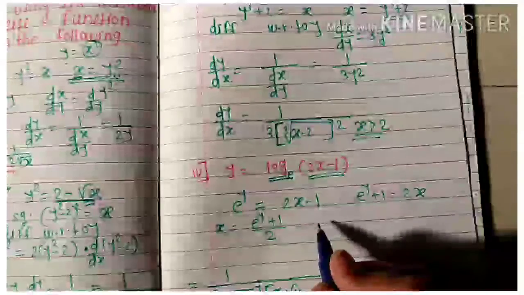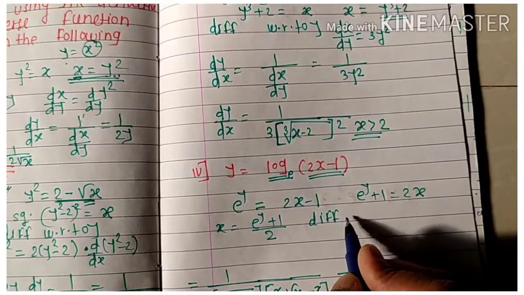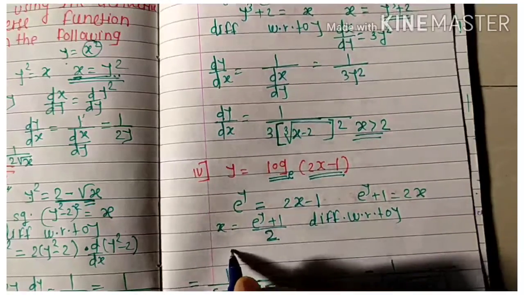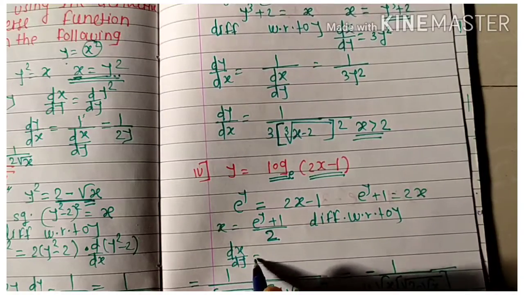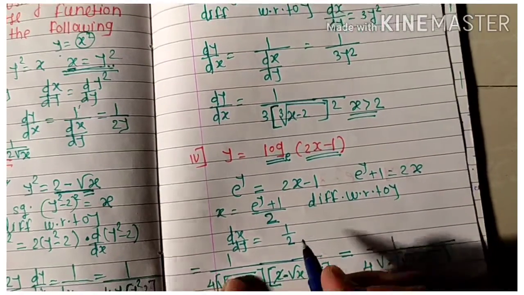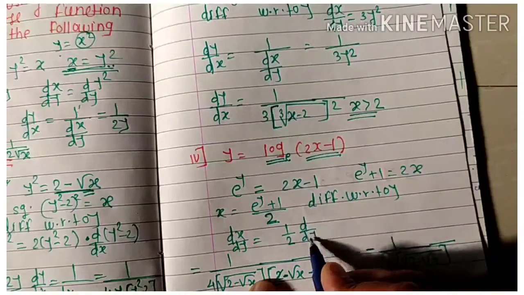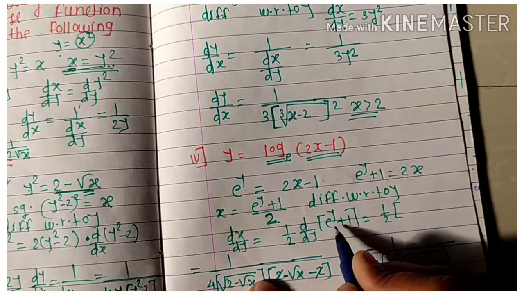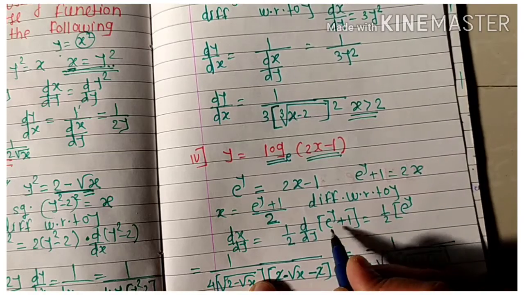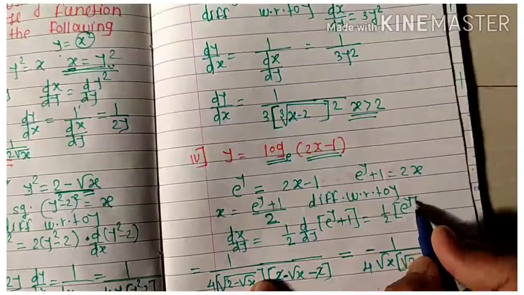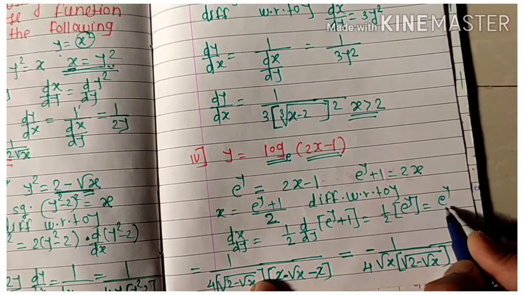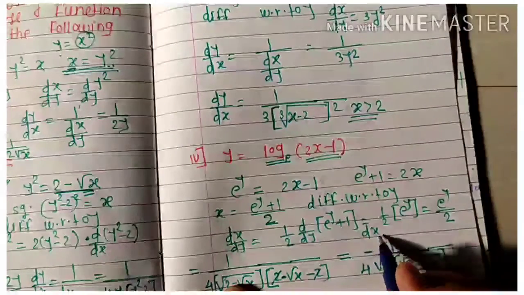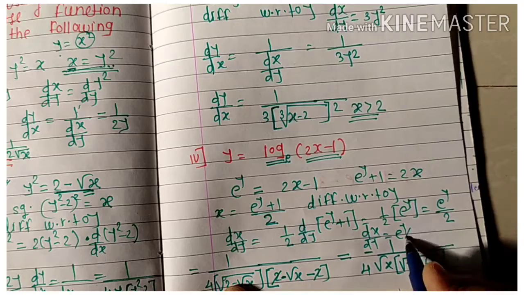Then x is in terms of y, so differentiate with respect to y. This 1 upon 2 is a constant, take it outside, then dx upon dy is equal to the derivative of the remaining part with respect to y. The derivative of e raised to y is the exponential itself, and the derivative of the constant 1 is 0. So we get dx upon dy is equal to e raised to y divided by 2.